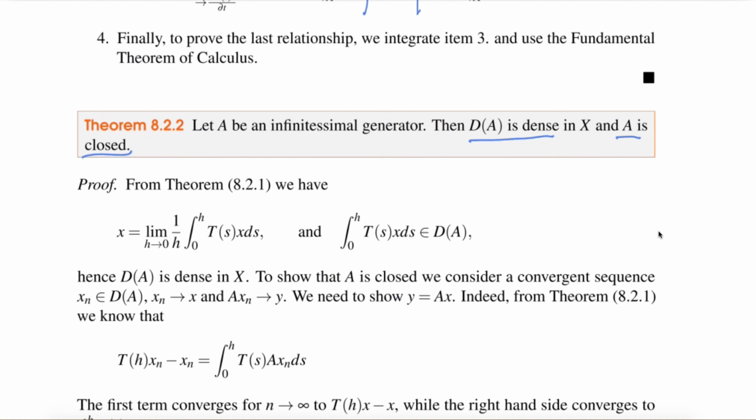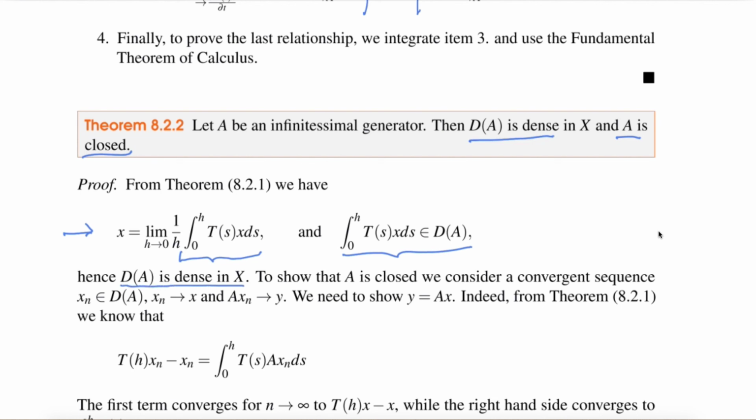Okay, but now we go from the other direction. So we have a semigroup, we have a generator. Now we want to show the domain is dense and the operator is closed. The denseness is actually rather simple. So from the previous fundamental theorem, we know that x can be written as a limit as h goes to 0 of 1/h times the integral from 0 to h of T of s x ds. But we know that this bit is in the domain. So I wrote here again, this is in the domain. So meaning x is approximated by elements in the domain. And that is the very definition of being dense.